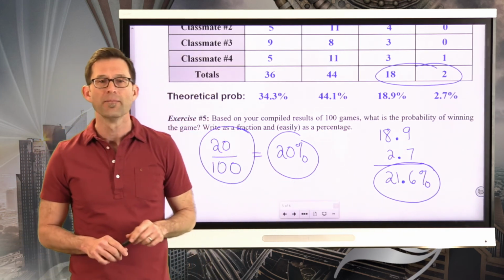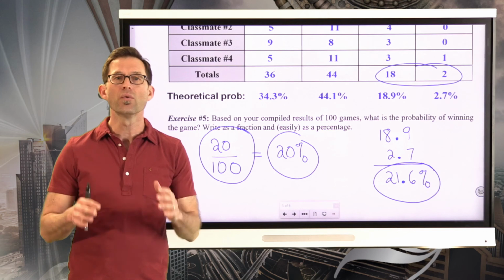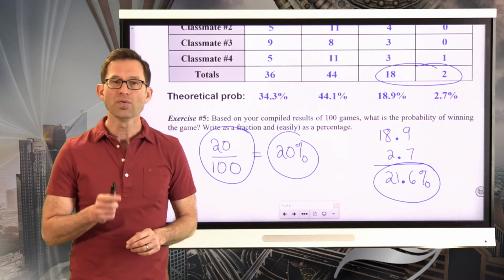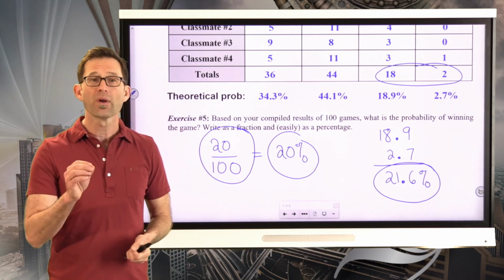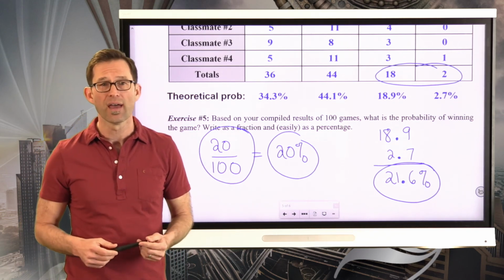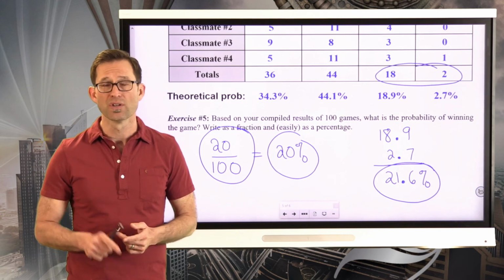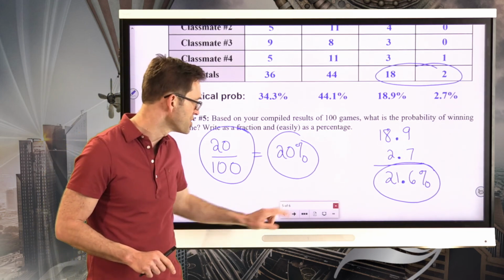I'd expect if I played it 1,000 times to win it 216 times. Think about that a little bit, right? But the more that you run the simulation, the closer the numbers should get to this final probability. And that's one of the big pictures of what we did today. And you're going to do a little bit more simulation in the homework tonight. So let's wrap this up.